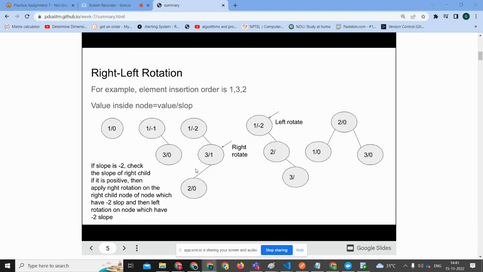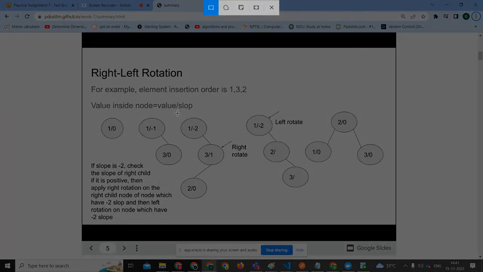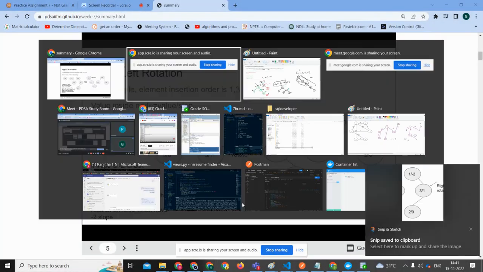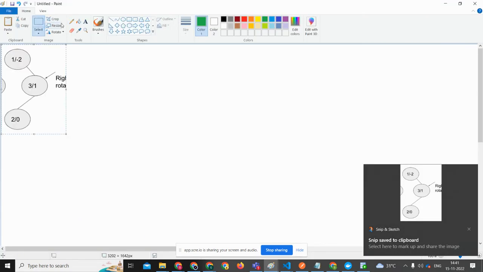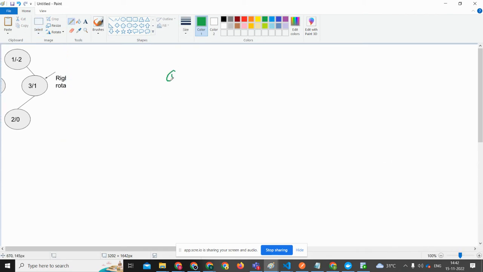I'm coming back to the question again. How to check this one? We have the tree: 1 is here, 3 is here, and then 2 is here. Tell me the slopes. For 2 it's 0. For 3, 1 minus 0, which is 1. And here it is 0 minus 2, because you have 2 layers.